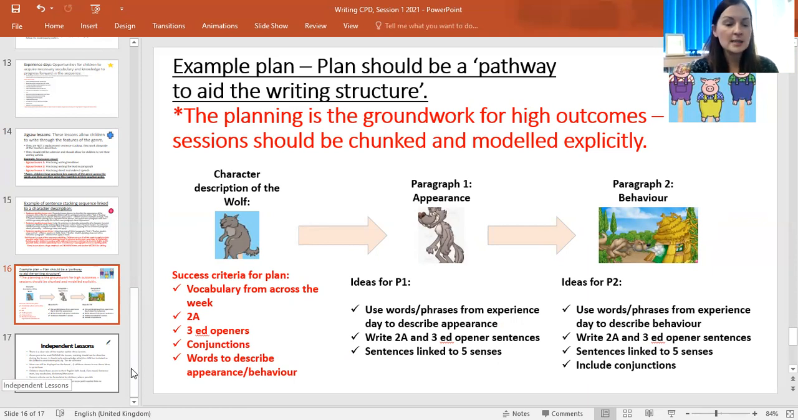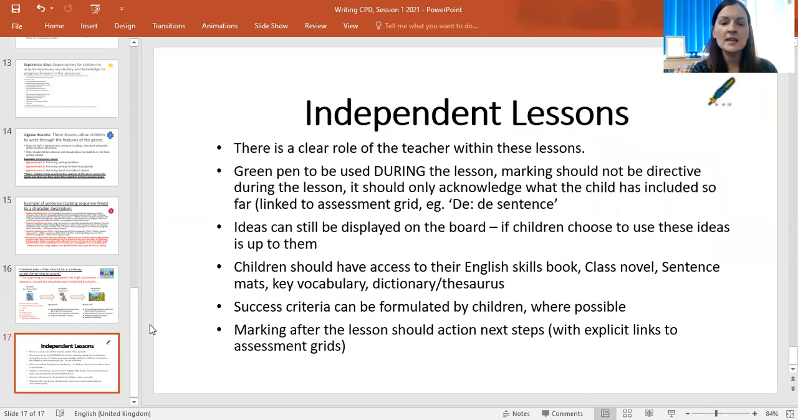And then lastly, independent lessons. So independent lessons I've already kind of spoken about a little bit, but there is going to be a clear role for the teacher within these sessions now. So it's not going to be a case of go away and write and that's it. The teacher will be active within that session, and I'm going to talk through how that's going to look now.